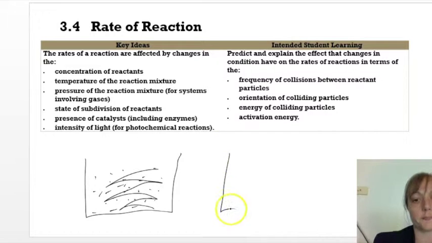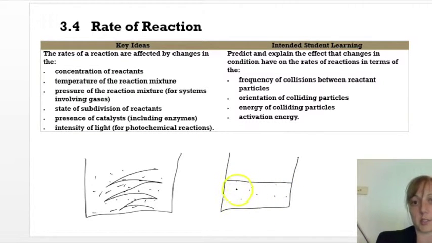Similarly with pressure, now pressure is only relevant for gases, if we have less space that those same amount of bits are allowed, which is increasing the pressure, we are more likely to get them to collide. So we're going to increase the number of collisions per unit time.